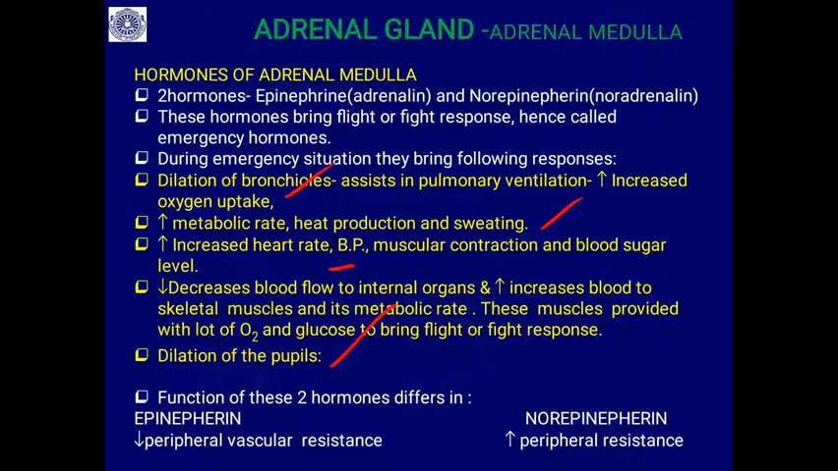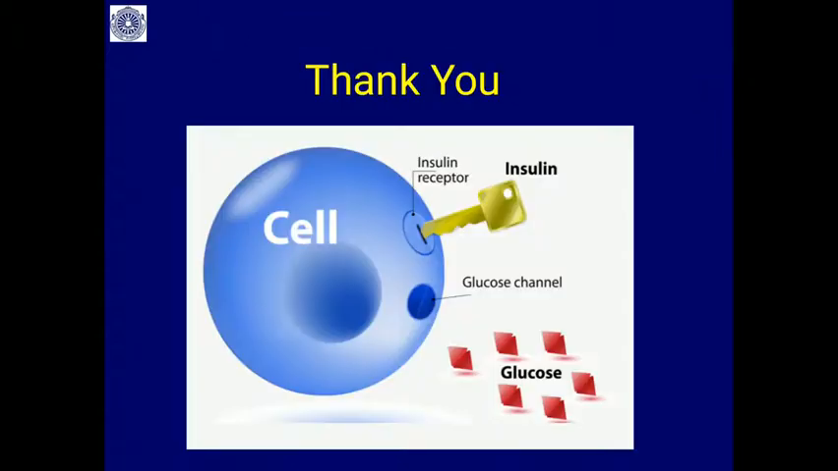These two hormones differ in only one function. Epinephrine decreases peripheral vascular resistance, while norepinephrine increases peripheral vascular resistance. So this is about the emergency hormones, and this is about the hormones of the pancreas and adrenal glands.